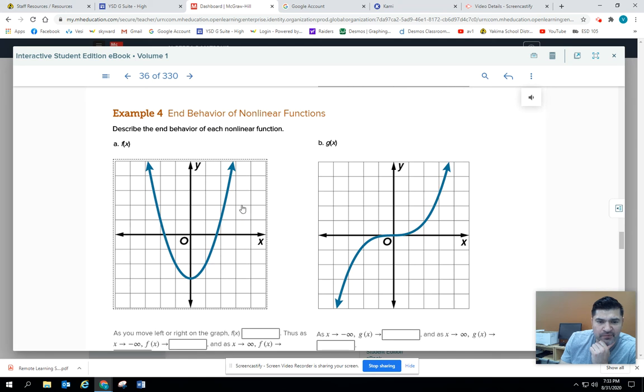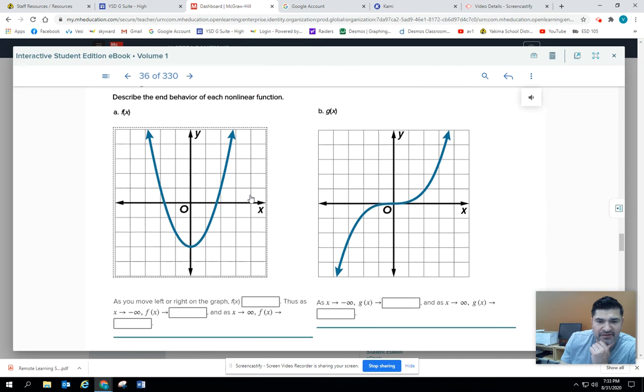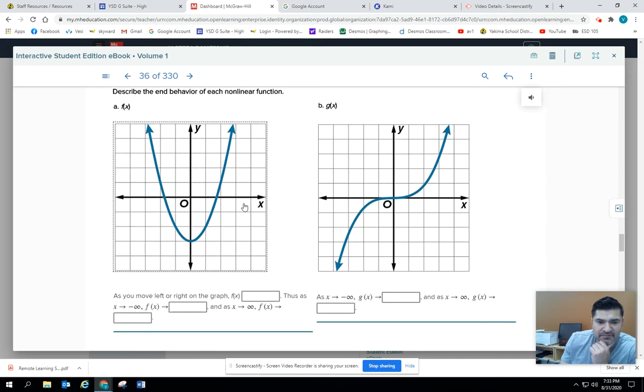Let's look at example 4. Describe the end behavior of each nonlinear function. So as you move left or right on the graph, what is f of x doing? Just take a moment to think about that. I'll get back to you in a second.